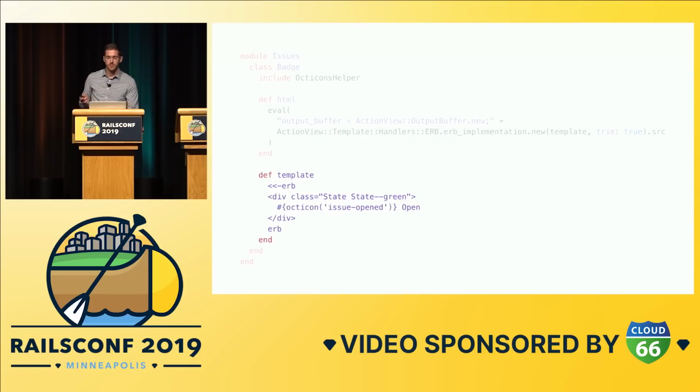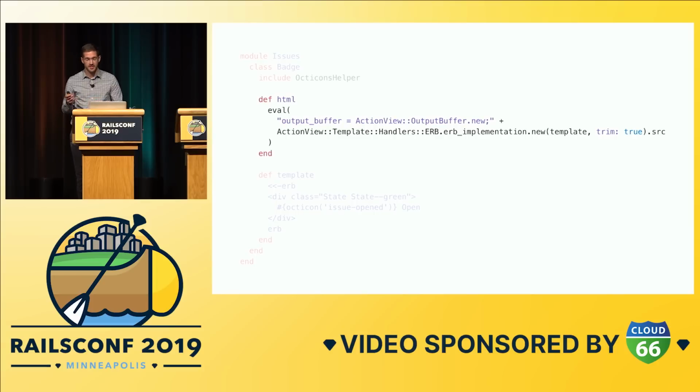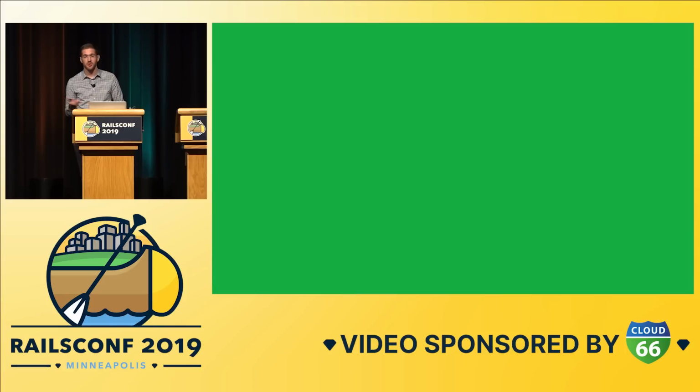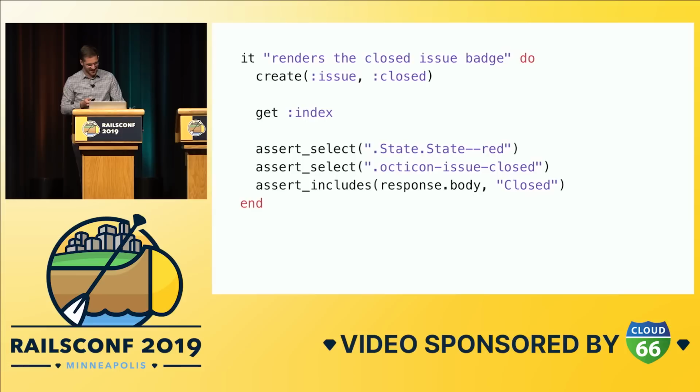So first, let's move our template into a method called template. And then in our HTML method, we'll run our template through ActionView's ERB template handler. This effectively mirrors how regular Rails templates are compiled and then executed in the view layer today. So let's run our tests again. And we're green. Time to ship it, right? But let's keep moving along.